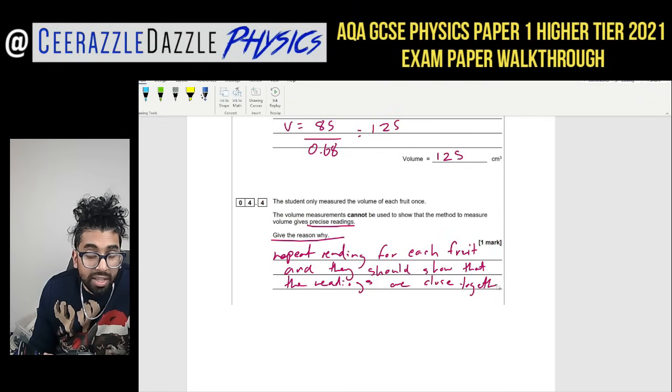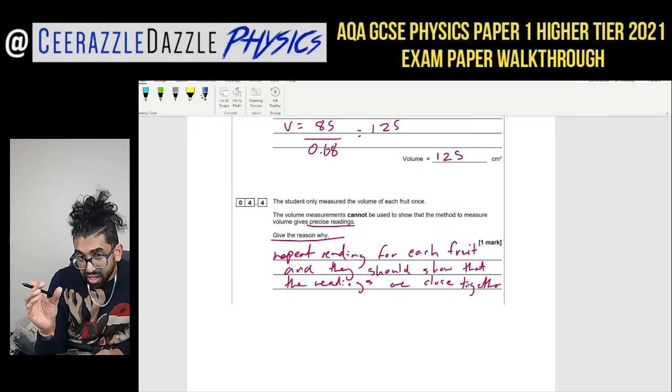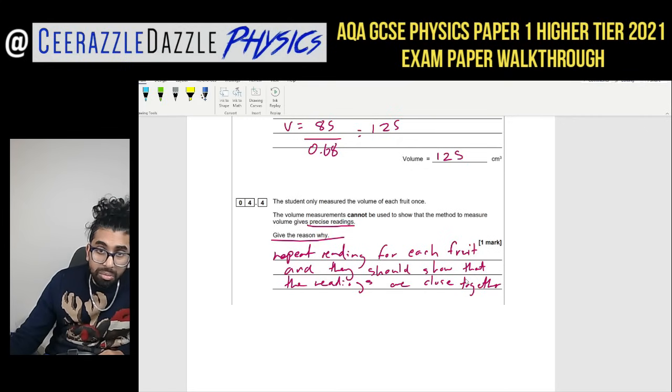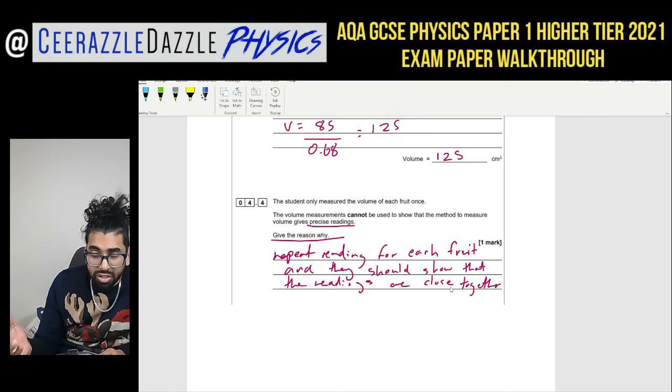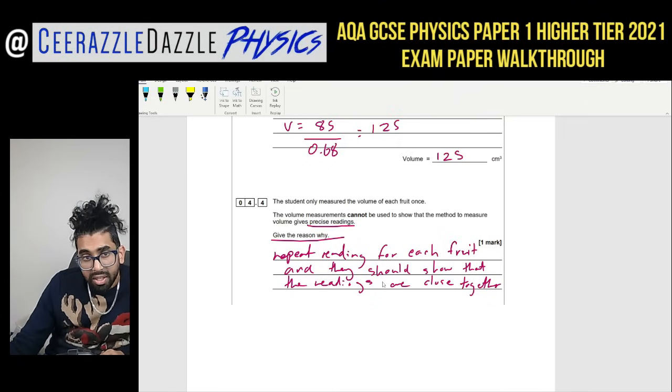That's the reason why, yes? So in order to demonstrate that you have precise readings, all your values, your readings, should be close together here. Because they've only measured the volume once, you can't do it. So you need to measure it multiple times, and all those readings need to be close together to tell you it's precise. Okay, next one.